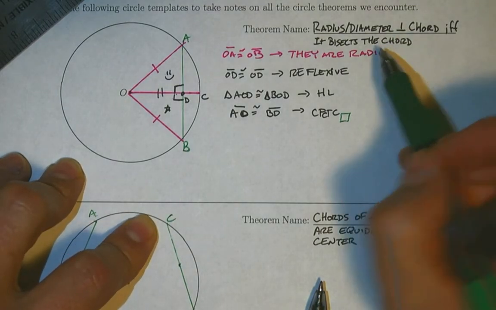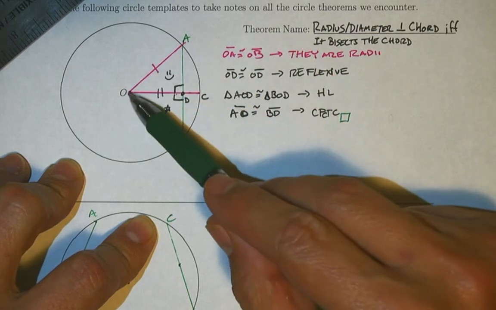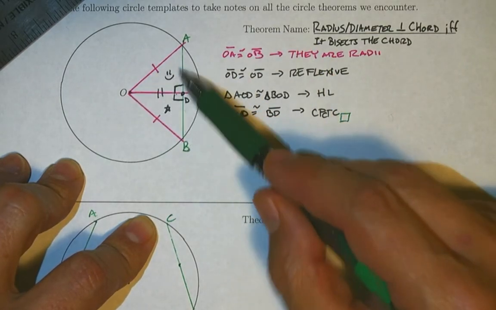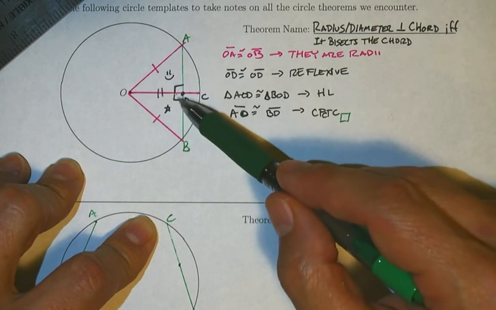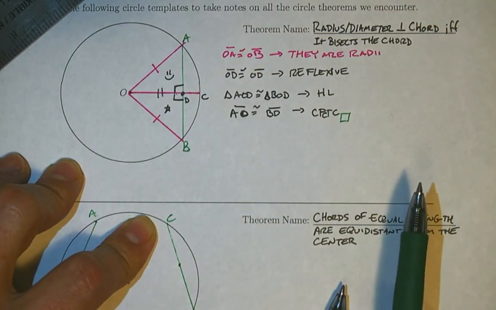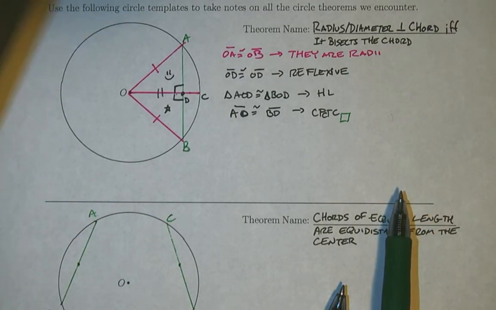You're going to try to see what the proof would look like if we started off with OC bisecting AB. See if you can prove that that means that OC had to be perpendicular to AB. Prove the other direction of the if and only if.